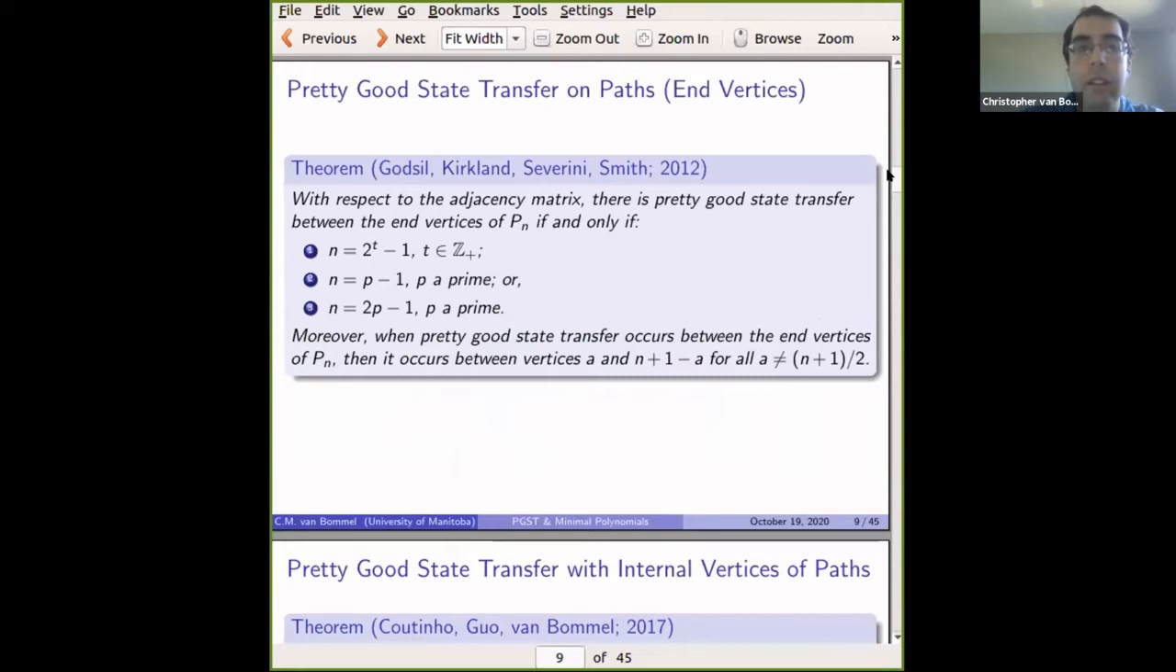And so if we look at pretty good state transfer on paths between the end vertices, this was characterized by Godsil, Kirkland, Severini, and Smith. And you're looking for the length of the path to be 1 less than either a power of 2, a prime, or twice a prime. And if you get pretty good state transfer between the end vertices, then you get it between pairs of vertices that are equidistant from each end.